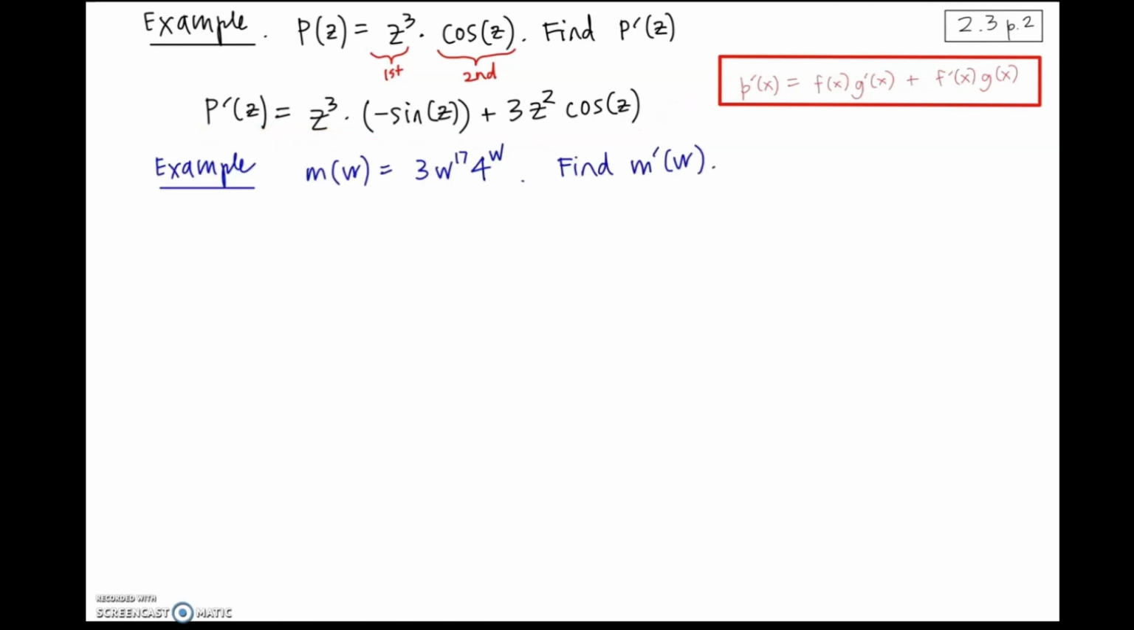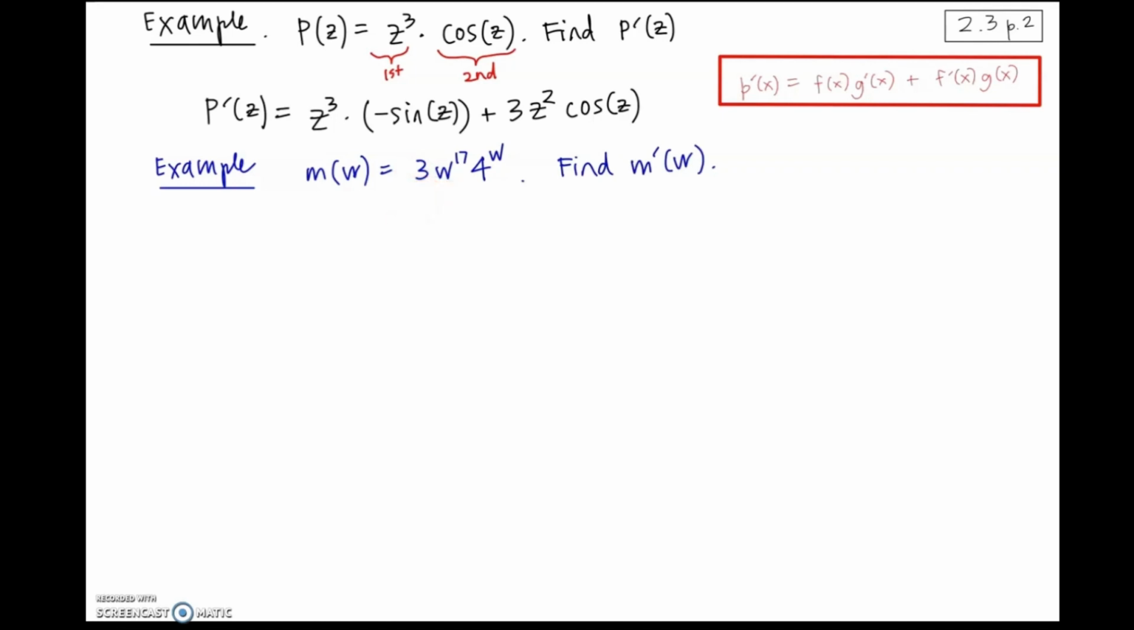Our next example is we have a function m of w, and it's 3 times w to the 17th times 4 to the w, and we want to find the derivative. We've got a lot going on here. We've got this constant multiplied out front, then this function and this function. We can think of this as two functions. We could say this is the first function and this is the second function, and remembering that this is just a constant multiple, and the derivative of that is, we can think of just holding this steady, pulling it out while we take the derivative of this.